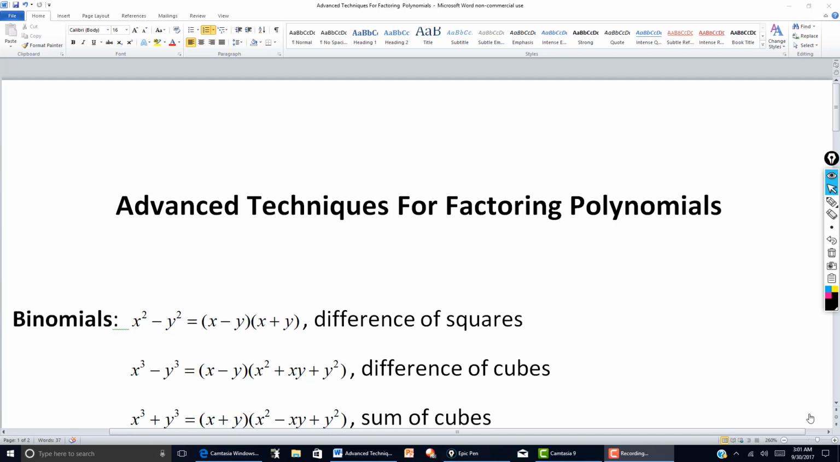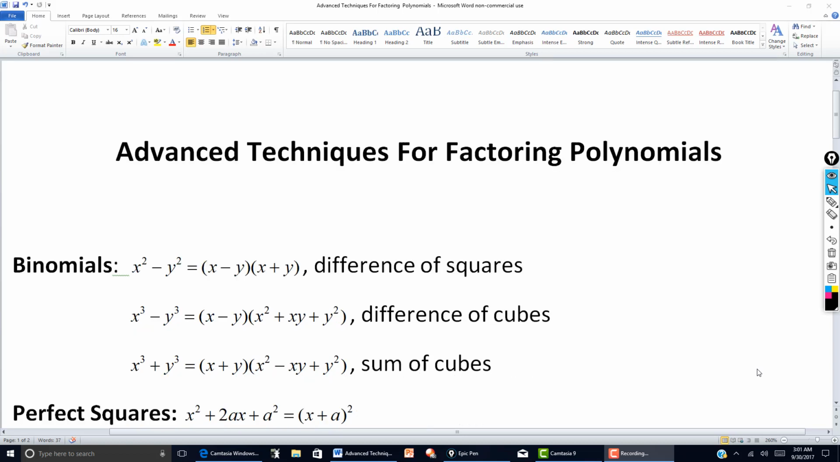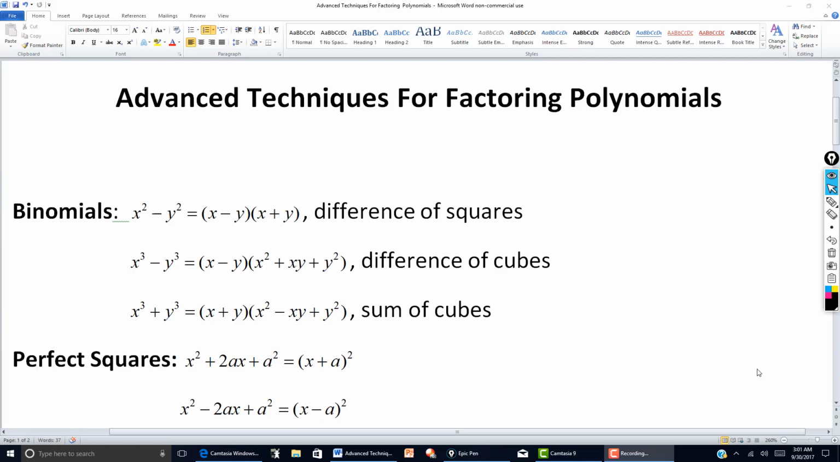In the last video, I looked at some basic techniques for factoring polynomials. In this case, we'll look at more advanced techniques. We'll still be looking at the same formulas. So for binomials, here are the formulas that I gave you last time, in the last video.